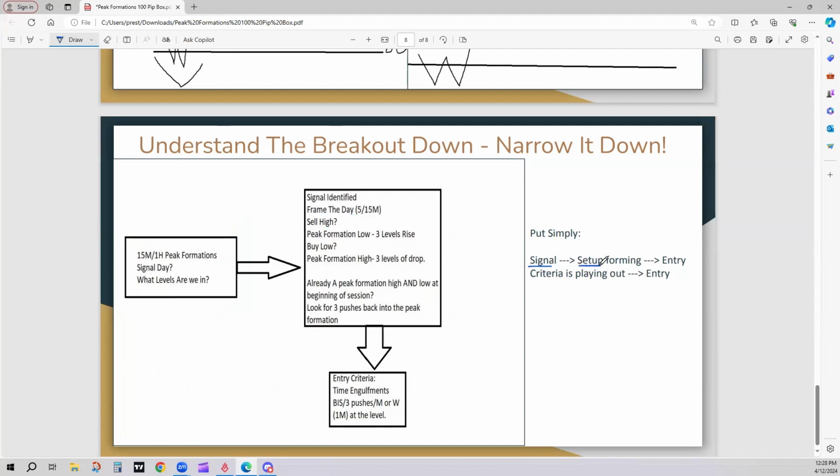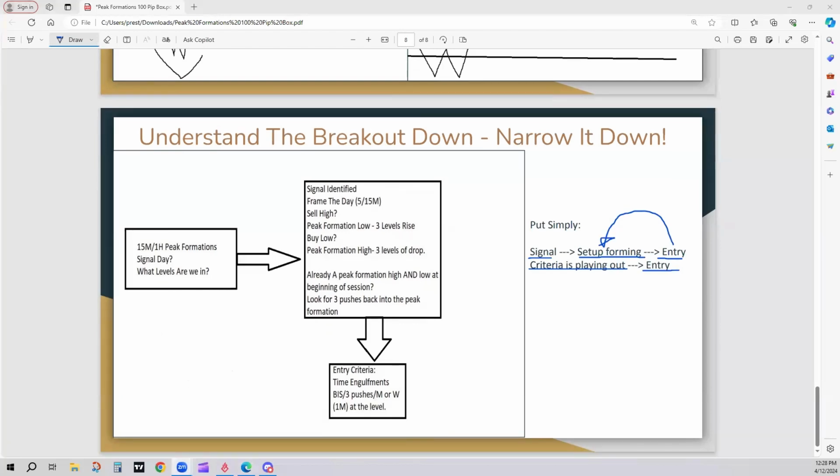The setup begins to form in one of these manners. My entry criteria starts to play out, confirming that a setup is forming. My entry criteria plays out all the way through. Now I have an entry. I'm going to pause this recording.